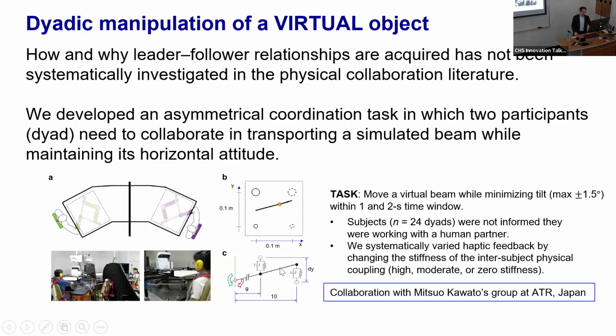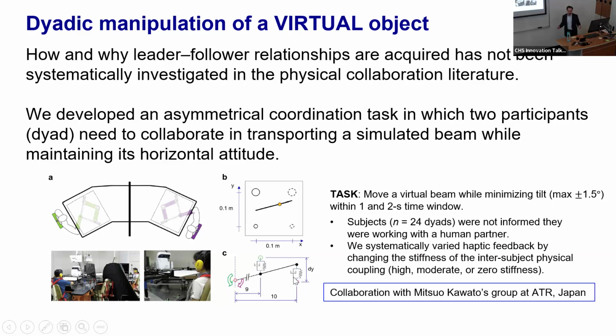And what the subject does not know is that the moment arm of this part of the beam is actually greater than this moment arm. There is a virtual pivot here. So this is the left subject, this is the right subject, and there is a spring and dashpot interaction force here and here.